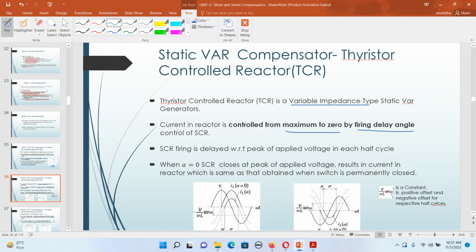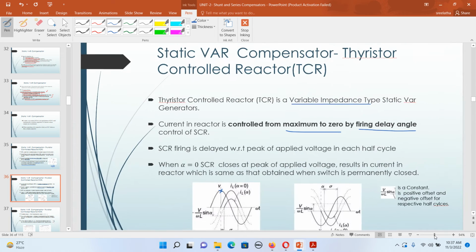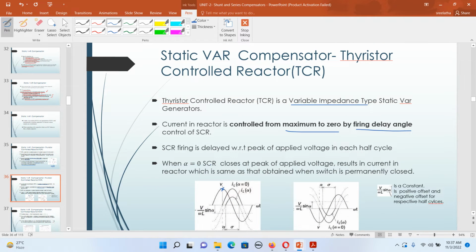When alpha is equal to 0, the thyristor closes at the peak of the applied voltage, resulting in a current in the reactor which is the same as that obtained when the switch is completely closed.